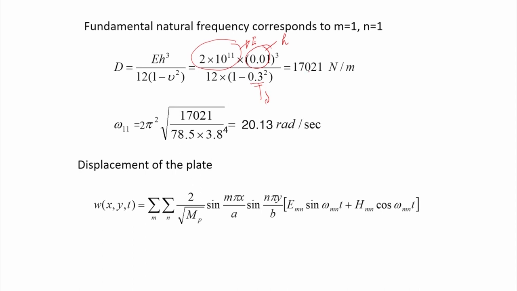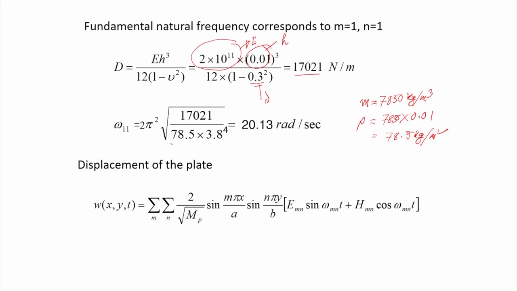So we get d is equal to 17021 newton per meter. So omega 11 equals 2 pi square root of 17021 divided by 78.5, that is the mass, because the density of the steel plate, if it is taken as a steel plate, is 7850 kg per meter cube. So rho will be 7850 into 0.01, that is 78.5 kg per meter square.